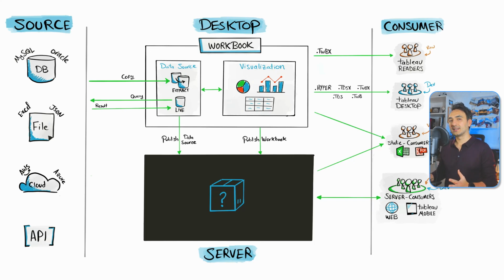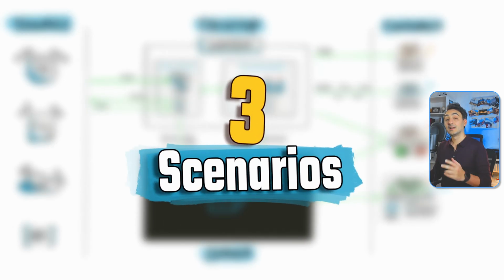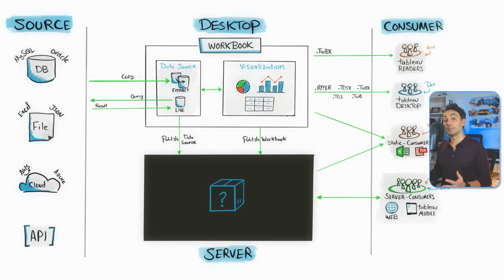Alright, so previously we started sketching the Tableau architecture, where we learned about the source layer, the desktop layer, and the consumer layer. Now we can unpack the server layer in Tableau architecture. And in order to better understand Tableau Server components, I'm going to walk you through three scenarios from the user point of view. What's going to happen exactly in Tableau Server once we publish a workbook, or when we log into the server and access a workbook. So let's go.